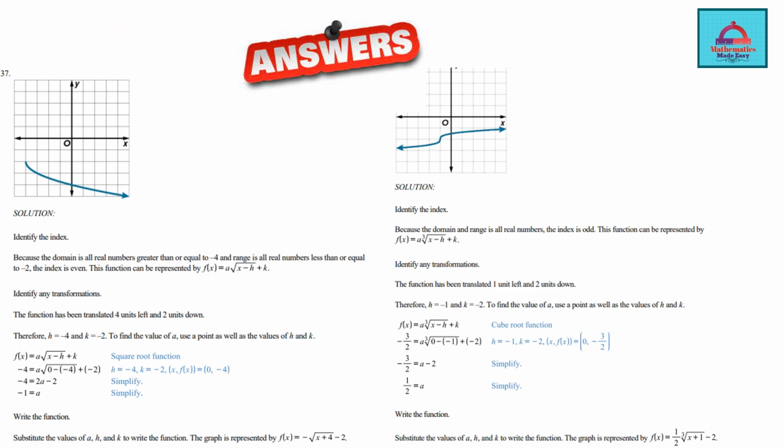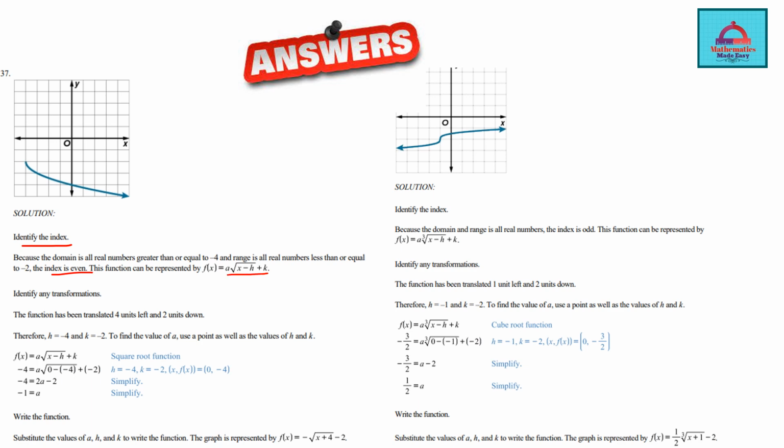First of all, you identify the index, because the domain is all real numbers greater than or equal to minus 4, and the range is all real numbers less than or equal to minus 2. The index is even. The function can be represented as f of x equal to a times square root of x minus h, plus k. This is the equation.